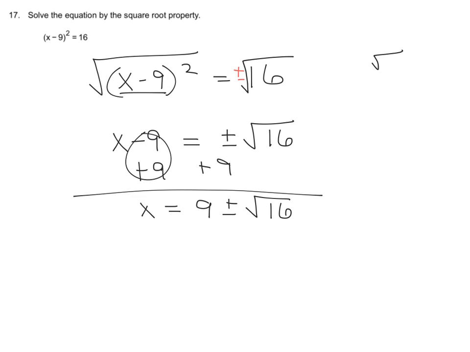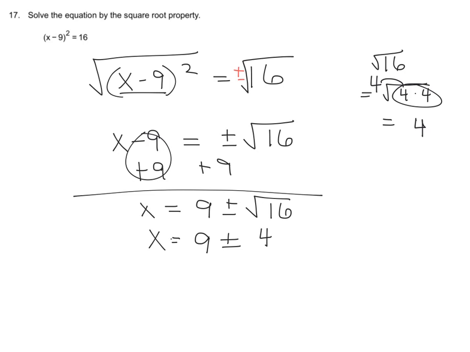The square root of 16 is the same as the square root of 4 times 4. The square root searches for pairs of 2 of a kind, and the 2 of a kind becomes a single digit. So the square root of 16 is just 4. I'll rewrite this as x equals 9 plus or minus 4.